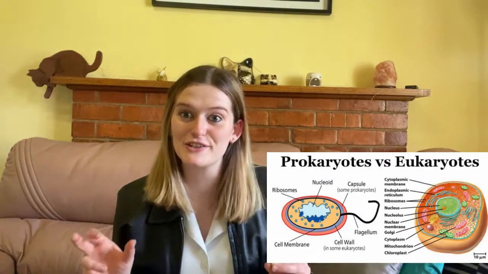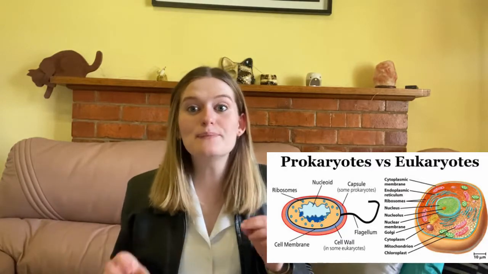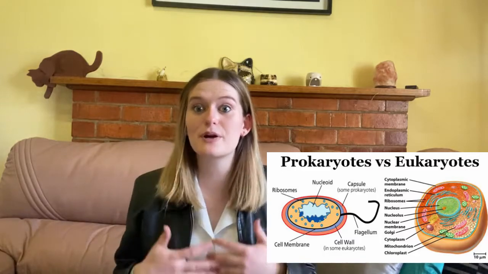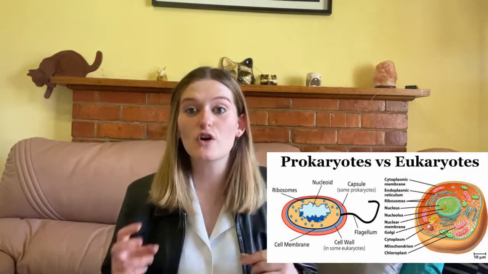Now, the two key types of cells that we're going to be talking about are called prokaryotic and eukaryotic cells. And the big difference between them is the presence of membrane-bound organelles. So in prokaryotic cells, we don't have membrane-bound organelles present. And when we're talking about membrane-bound, okay, picture this, okay? You've got a bowl of jelly, okay? Now your jelly is your membrane, okay?